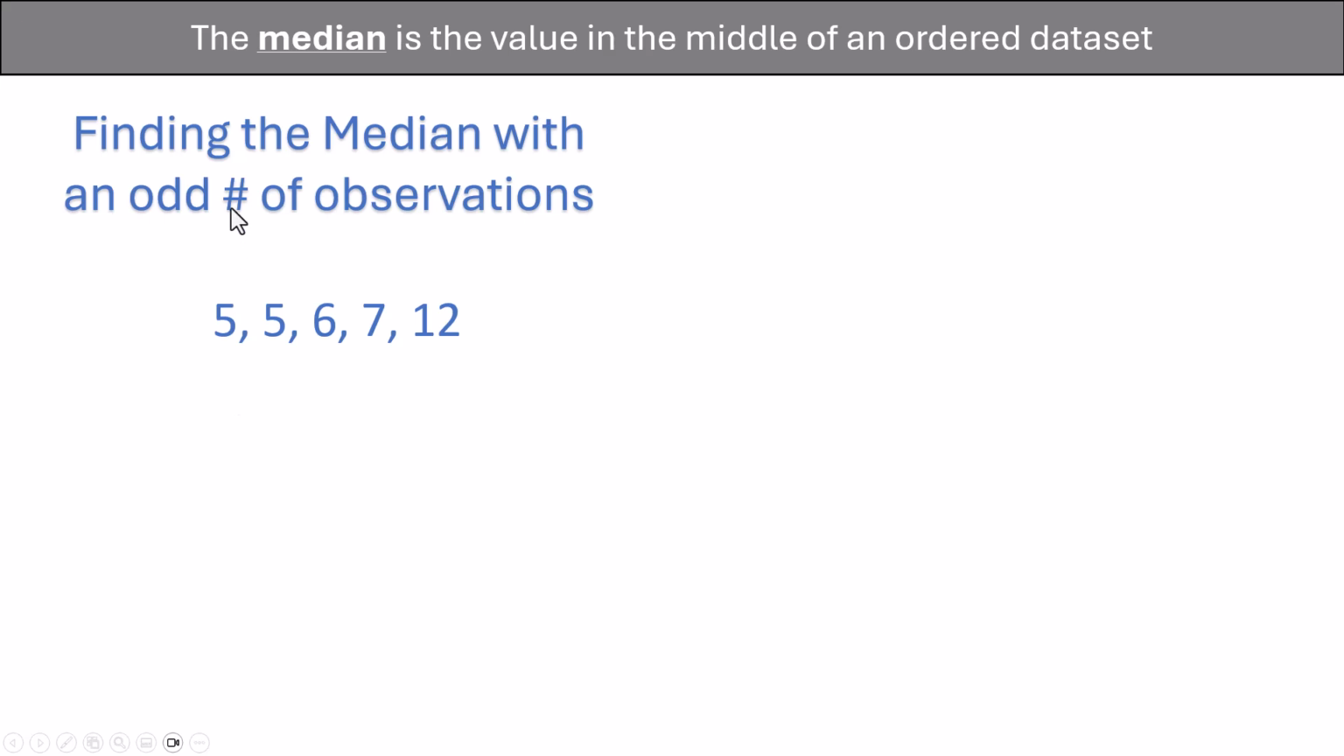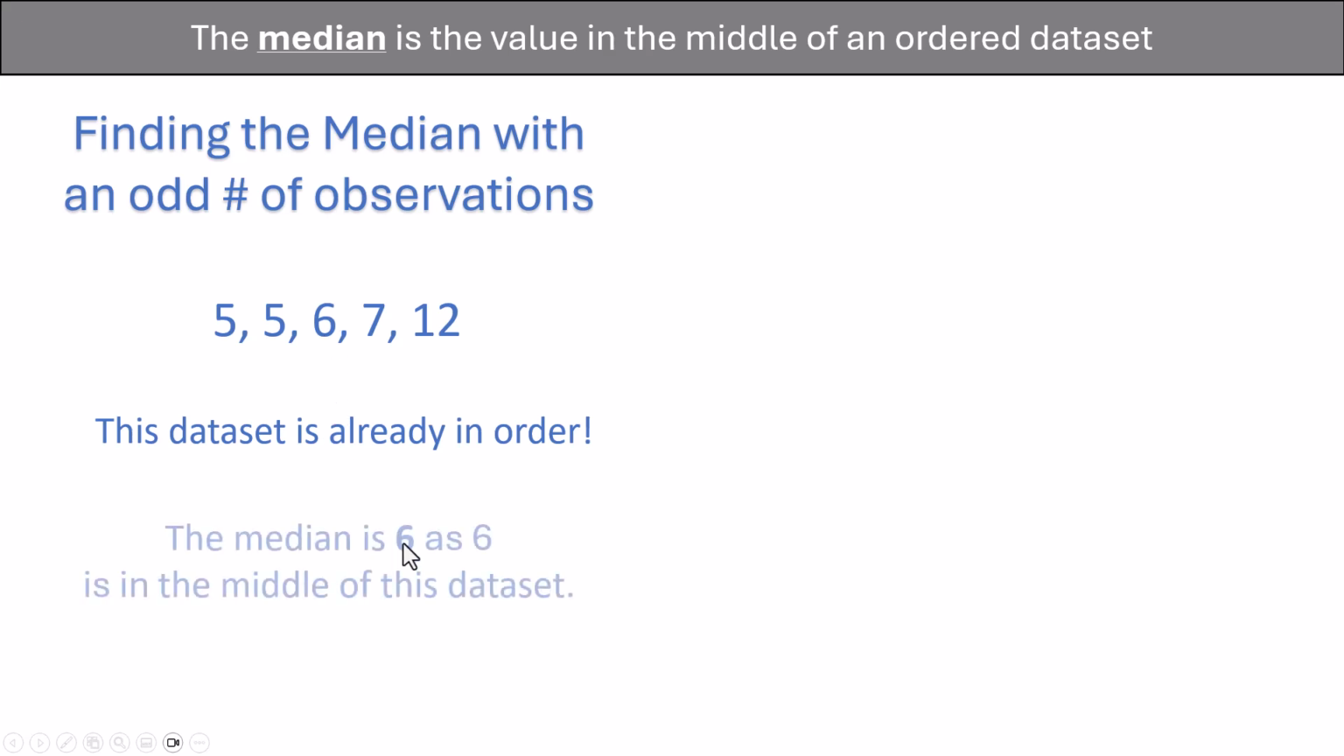Here we have the numbers 5, 5, 6, 7, and 12. This dataset is already in order. The median is therefore the value that is directly in the middle, which in this case is 6. 6 is the value in the middle of our dataset, so 6 is the median.